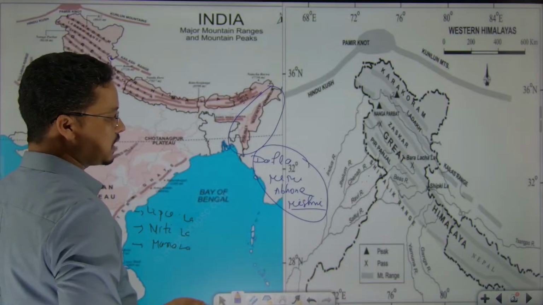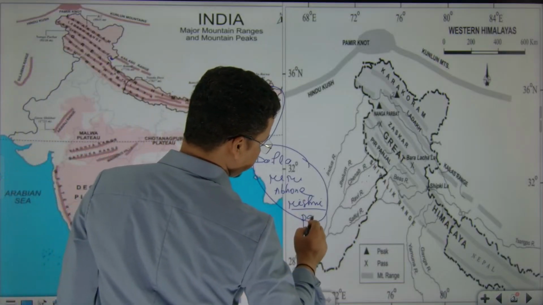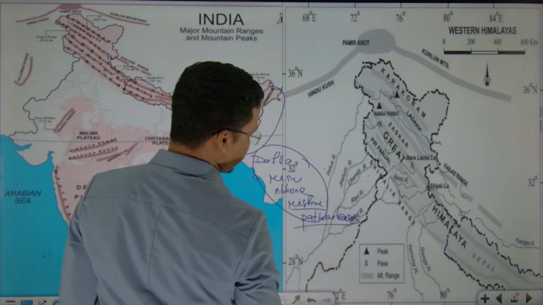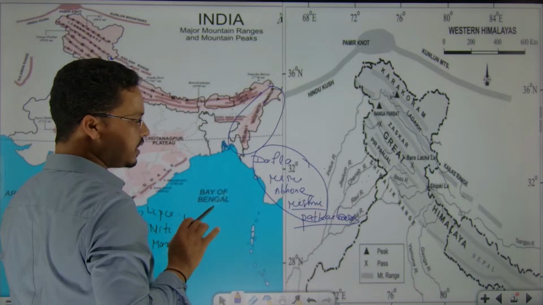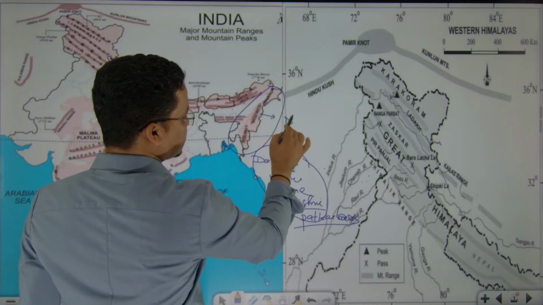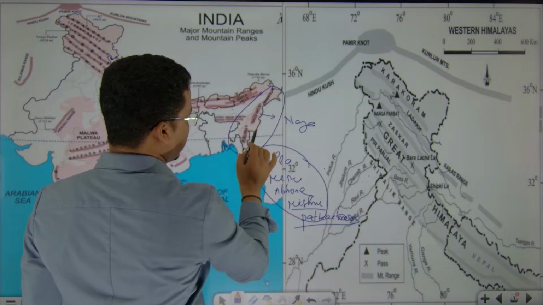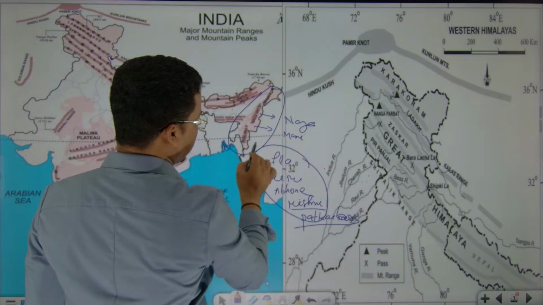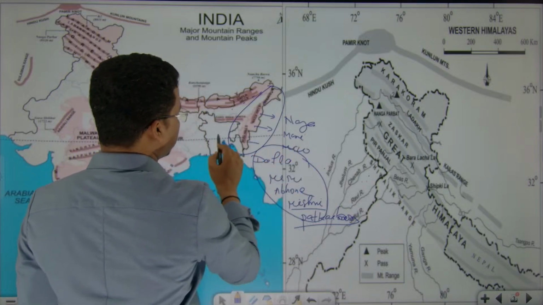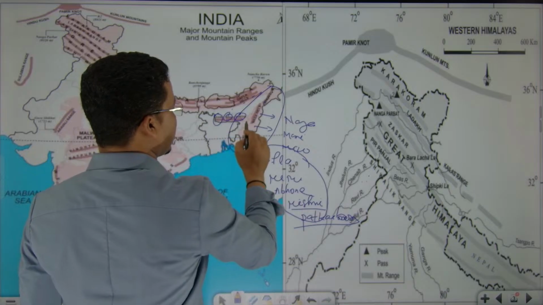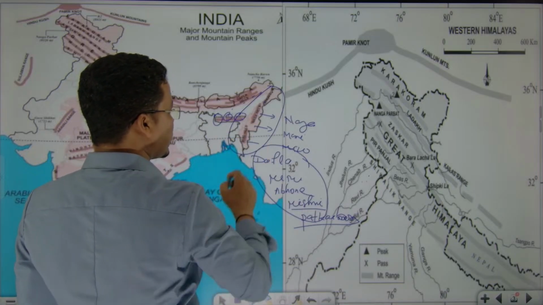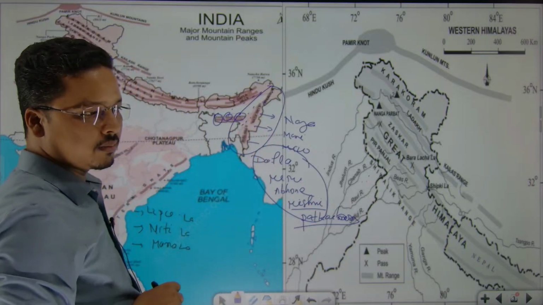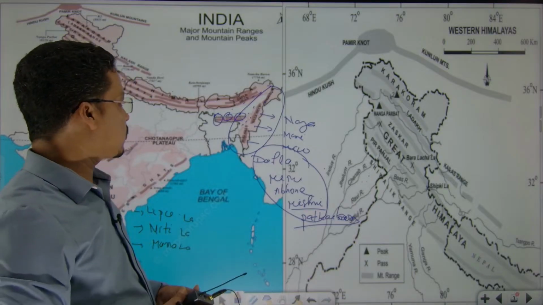Then apart from that, you will have Patkai Bum also there. Then we will have Naga Hill. Then we will have Manipur Hill. We'll have Mizo. We will have Garo, Khasi, Jaintia. We will have the Barail range, right? So these are the ranges also there. The Barail range is also there in Assam. Garo, Khasi, Jaintia are also there.